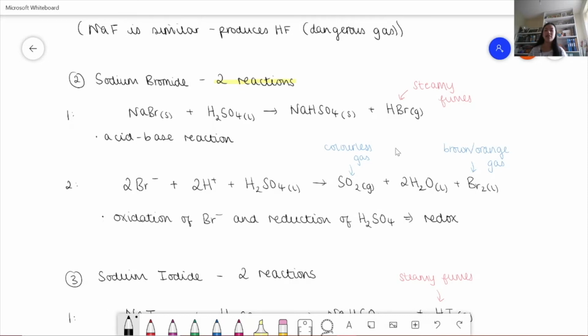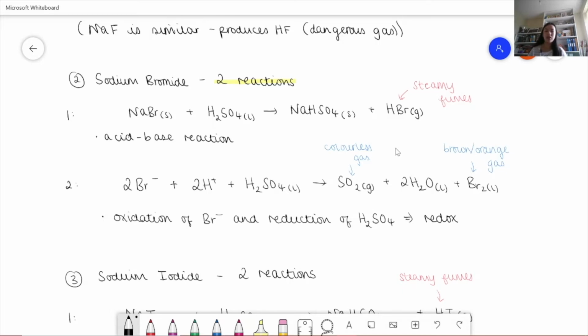The second reaction that occurs is because the bromide is better at reducing compared to the chloride. So oxidation of the bromide occurs and reduction of the sulphuric acid. This is a redox reaction. We have two bromide ions reacting with two H+ ions and sulphuric acid, and this forms sulfur dioxide, water and bromine.